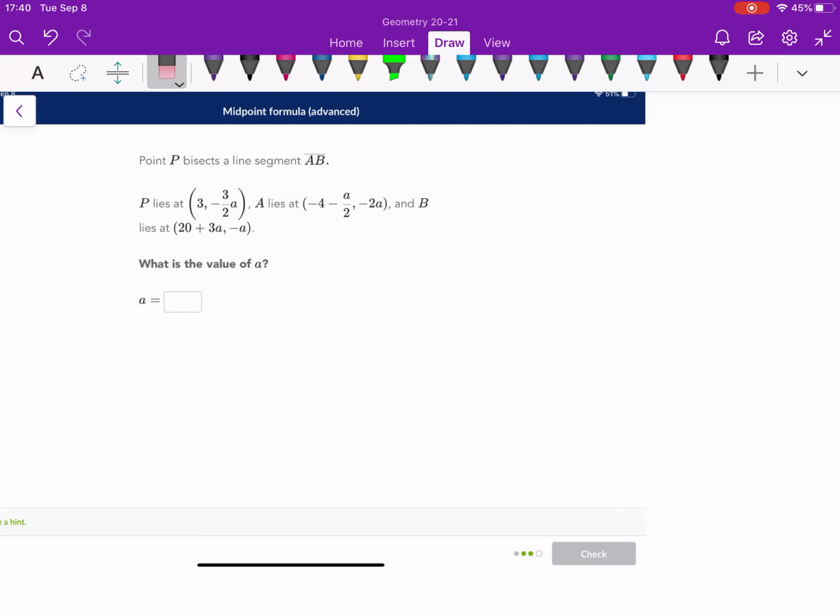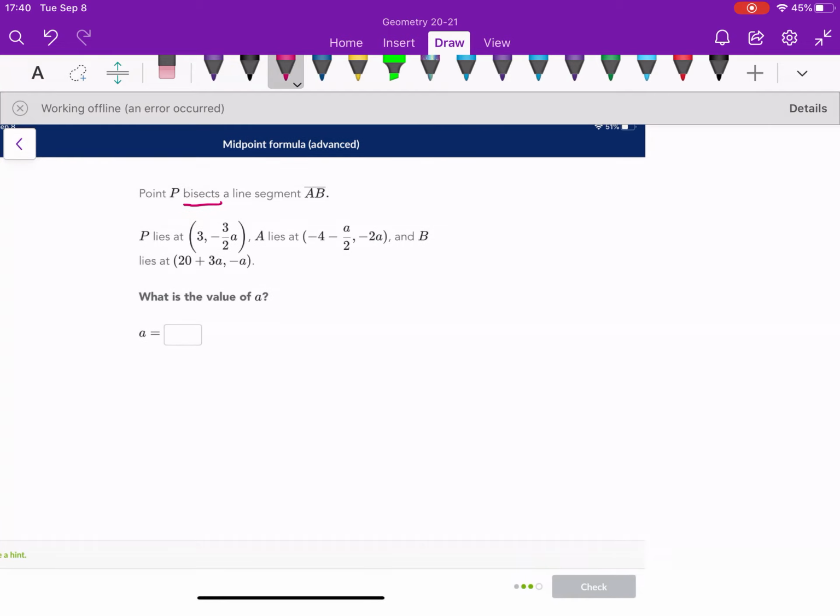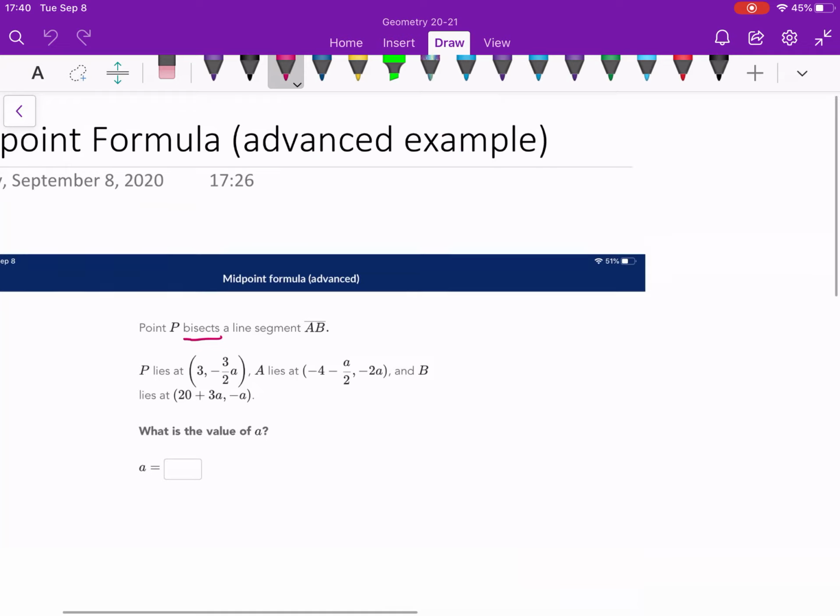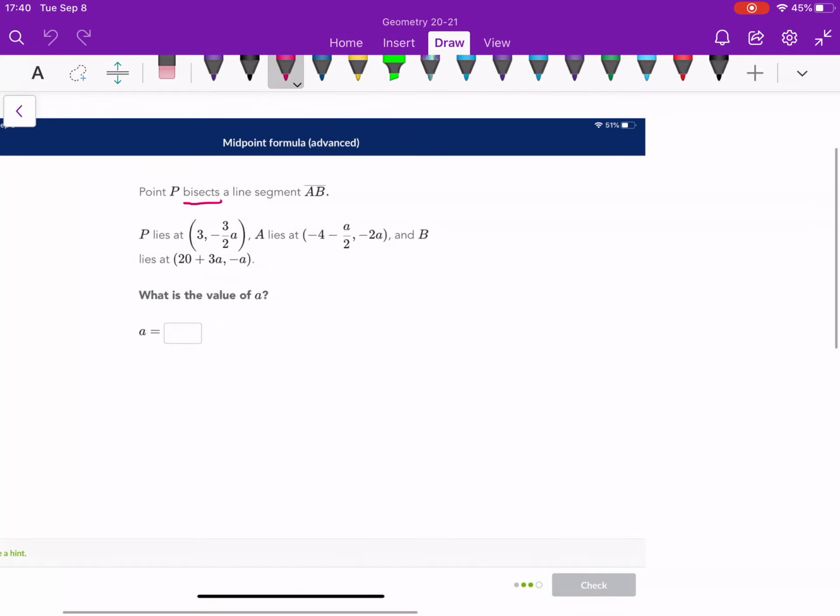So we know that point P bisects a line segment AB. Bisects means it's going to cut it into two equal pieces, okay? Which means that point P is the midpoint. And so I'm going to draw myself a picture here.